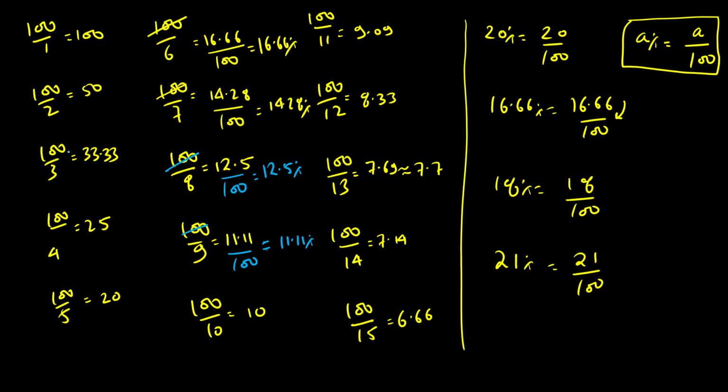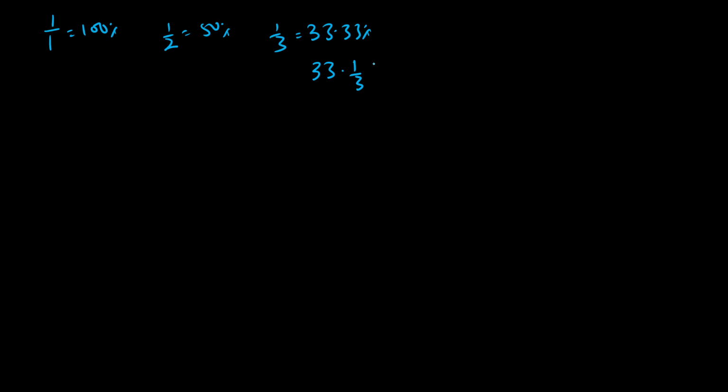1 by 3 becomes 33.33 percentage. Sometimes it is written as 33 and 1 by 3. It is the same thing. 1 by 4 becomes 25 percentage. 1 by 5, 20 percentage. 1 by 6, 16.66 percentage. I have this on the next slide, don't worry. 1 by 7, 14.28%. The idea is to practice this enough so that you can remember or recall these calculations.